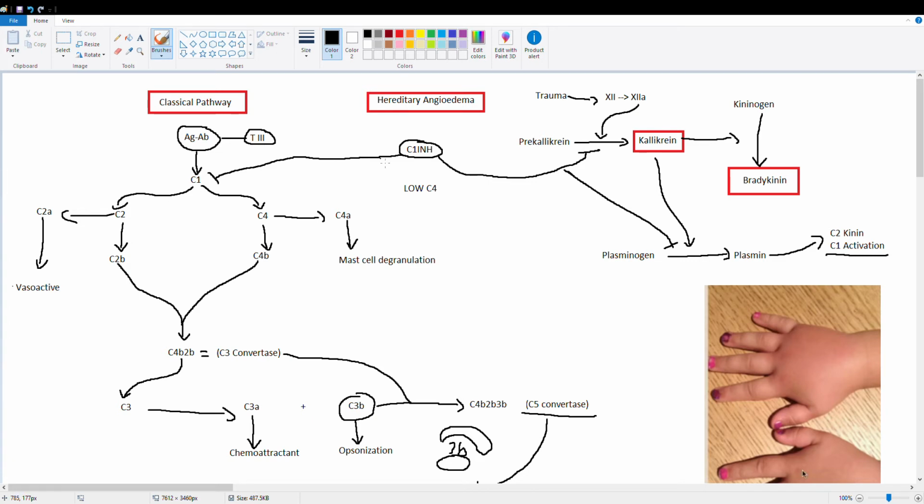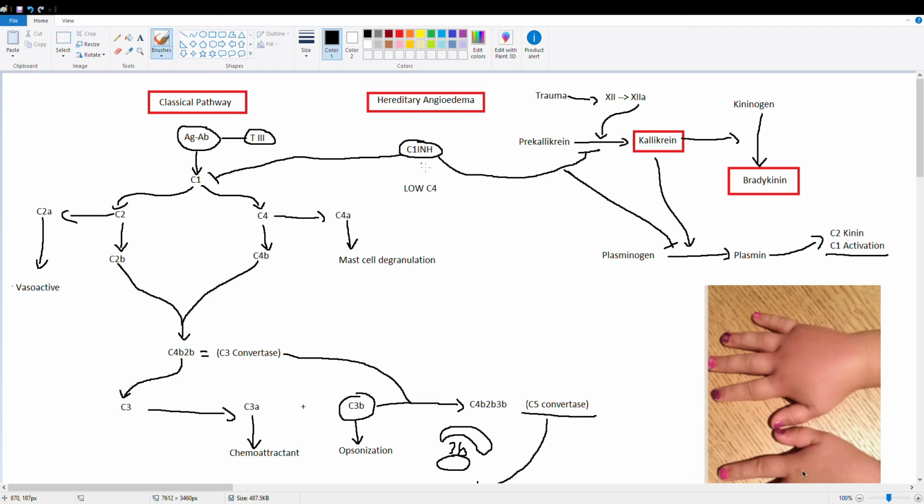Some people, though, have a mutation in the C1 inhibitor, and they have a condition called hereditary angioedema. And this is an autosomal dominant condition. And what you'll see in these people is that C1 inhibitor isn't working. So what are you going to get? You're going to get a ton of C4A, a ton of C2A, because C1 just keeps going and going and going. And you're also going to get a bunch of bradykinin and a bunch of plasmin.